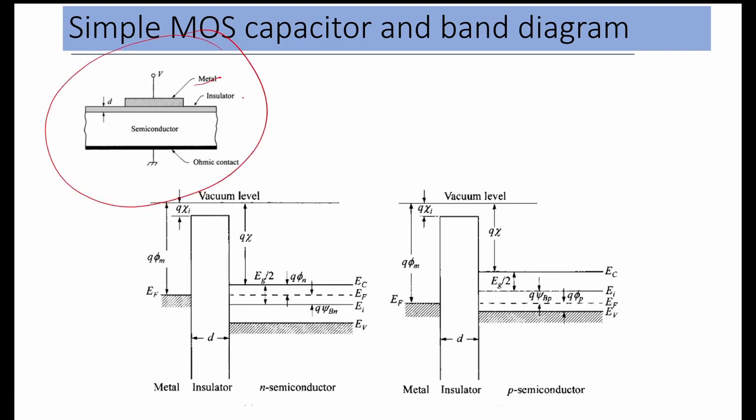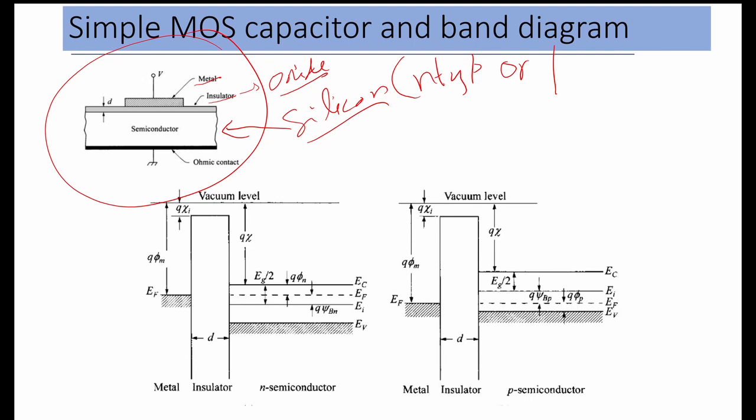This is metal, then insulator, which is the oxide, and this is the semiconductor. The semiconductor is nothing but our silicon. This can be n-type or p-type. So here this is metal, then oxide, then semiconductor.